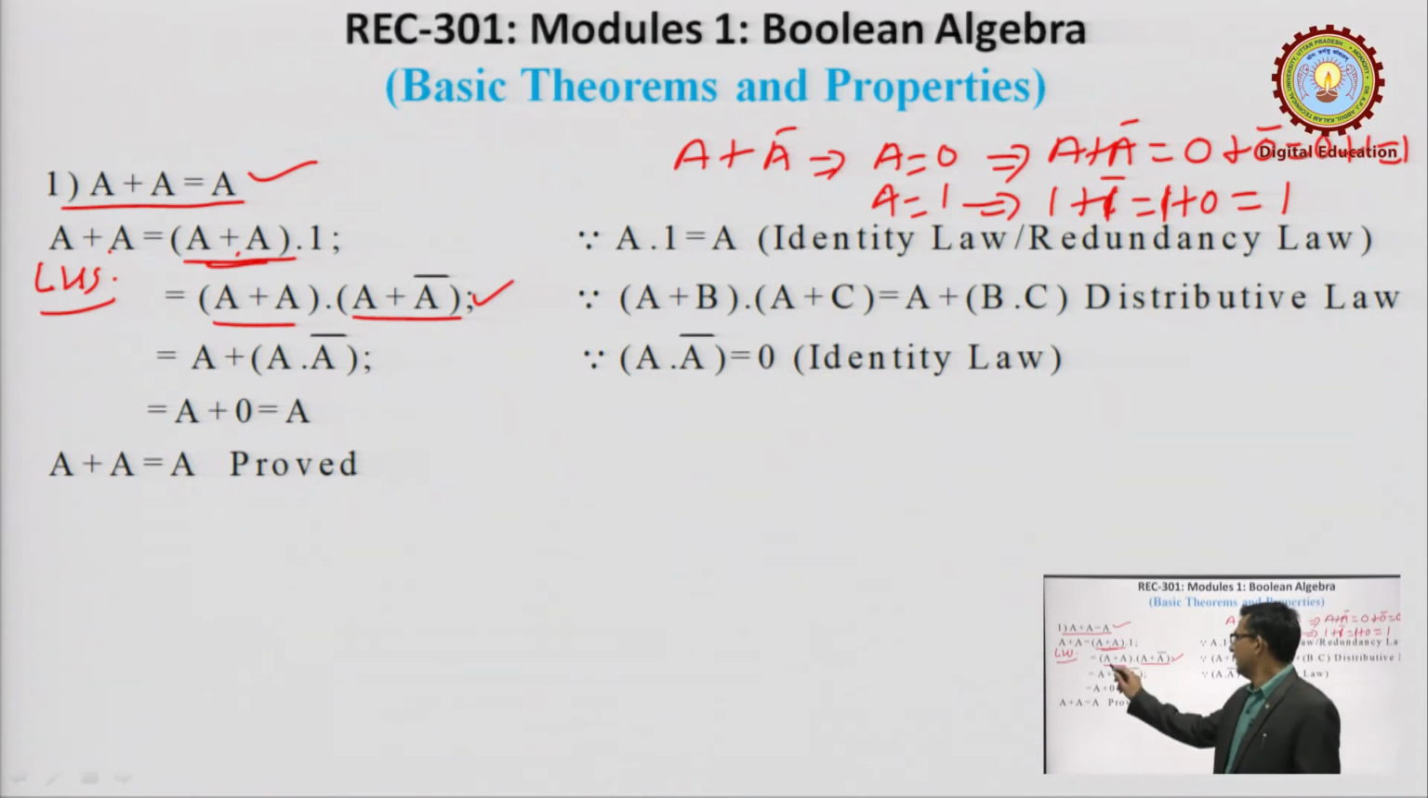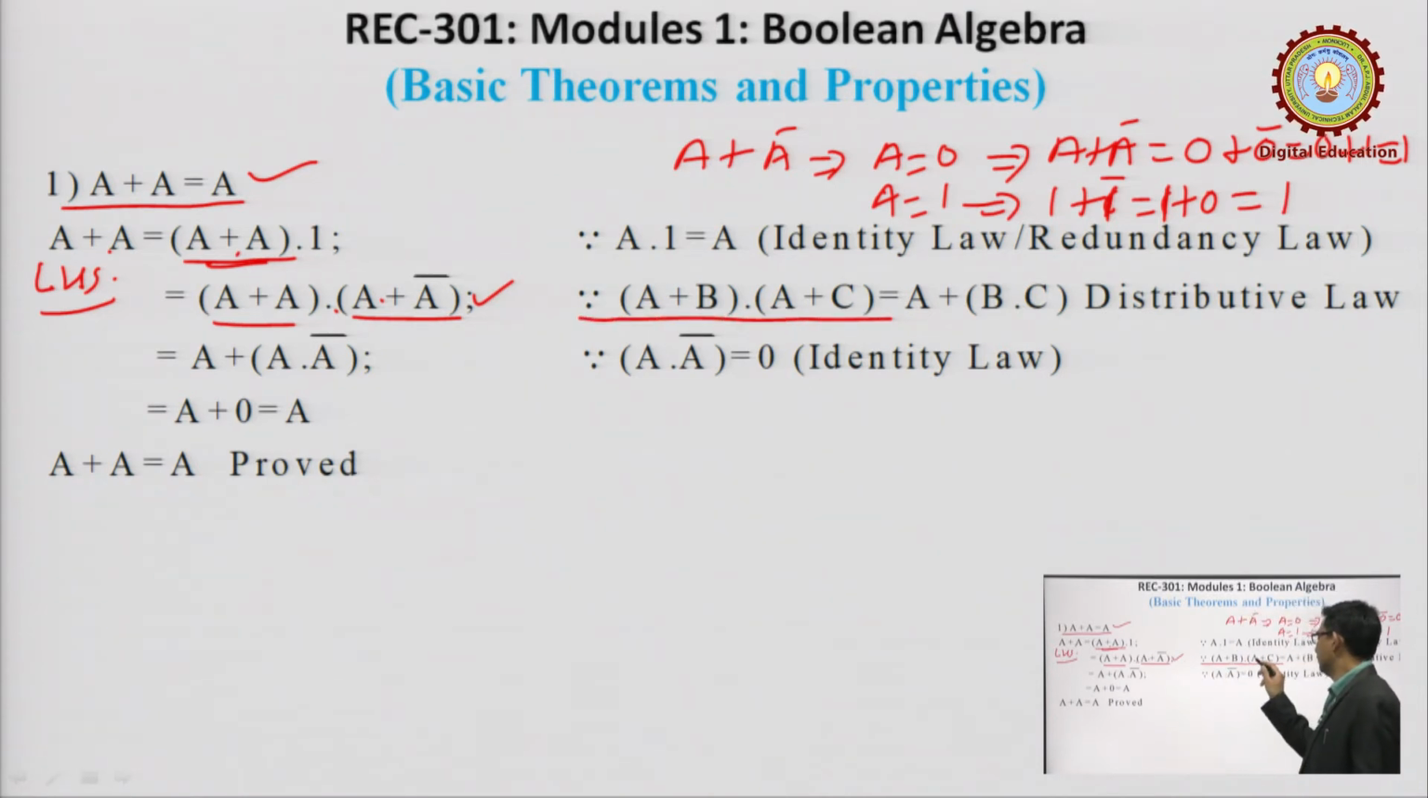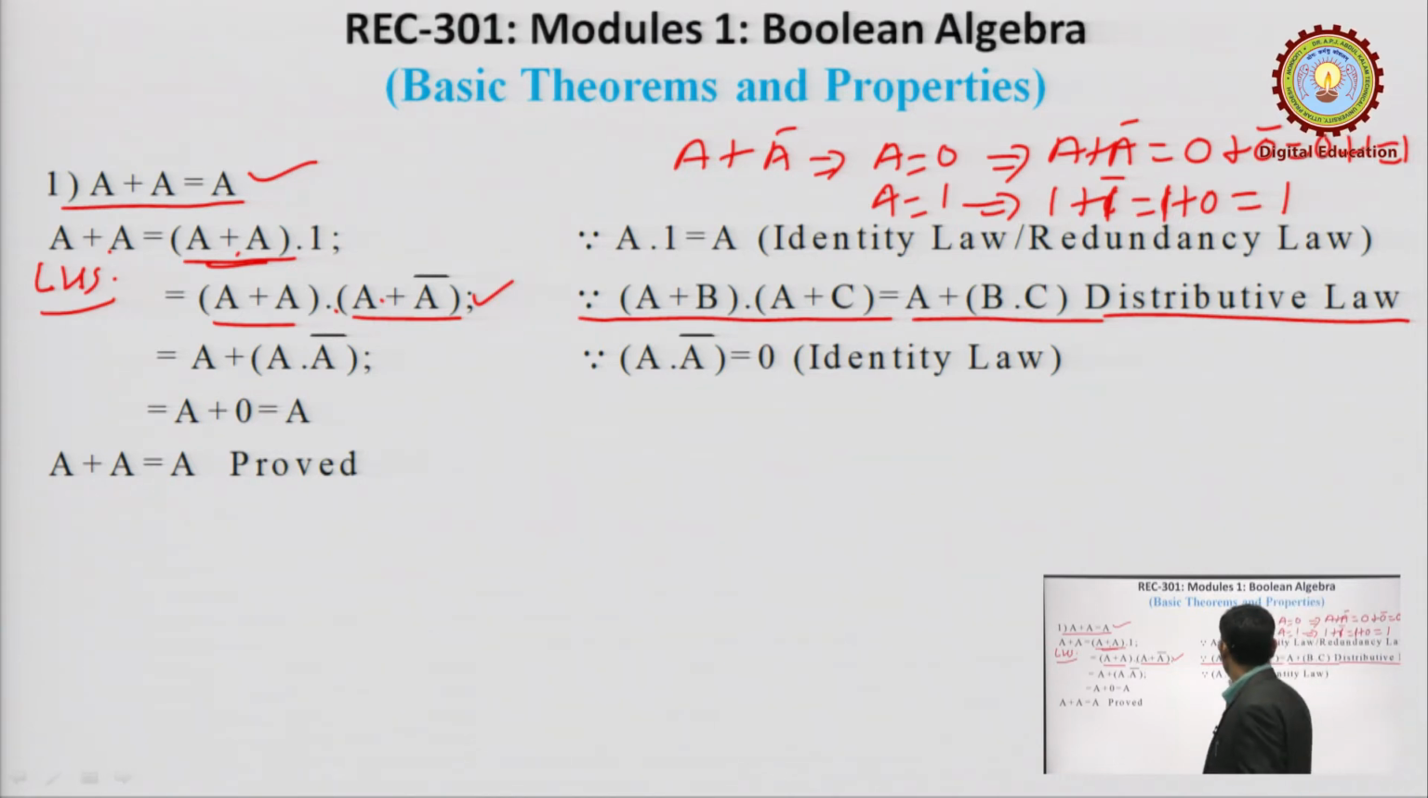Now there are two brackets, A plus A bar dot A plus A bar, and from this we know A plus B dot A plus C is equal to A plus B dot C. This is the distributive law. We have just used these two brackets. In both cases A is common, so I write A, and the second is A bar, so A dot A bar.